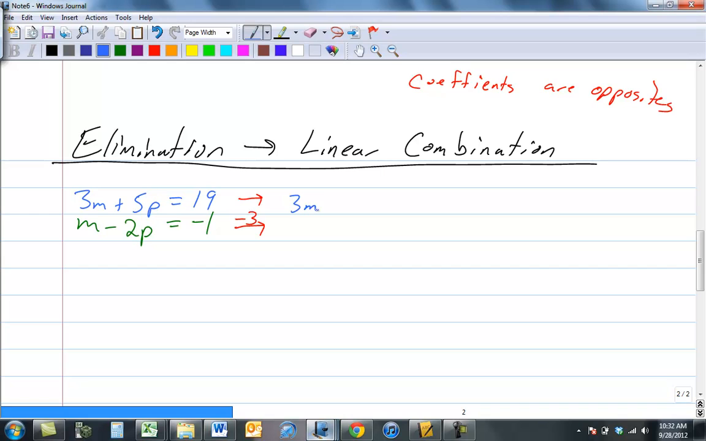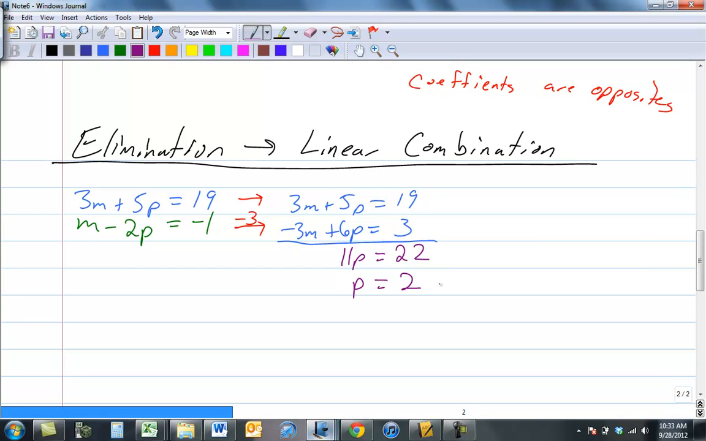So this is going to be 3m plus 5p equals 19. And then we got negative 3m plus 6p equals positive 3. So now these m's have the same coefficients but opposites. So when I add these up, they're going to cancel. And then we got 5p plus 6p is 11p equals 22. Thus our value for p is 2.